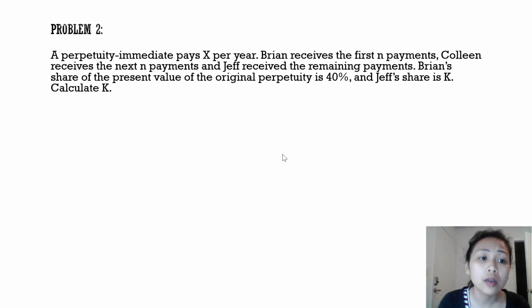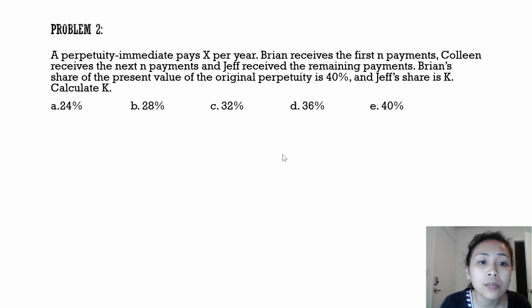Problem number 2: a perpetuity immediate pays X per year. Perpetuity immediate means we pay X every year at the end of each year, and we continue paying forever. Brian receives the first n payments, Colin receives the next n payments, and Jeff receives the remaining payments. Brian's share of the present value of the original perpetuity is 40%, and Jeff's share is K. Calculate K.